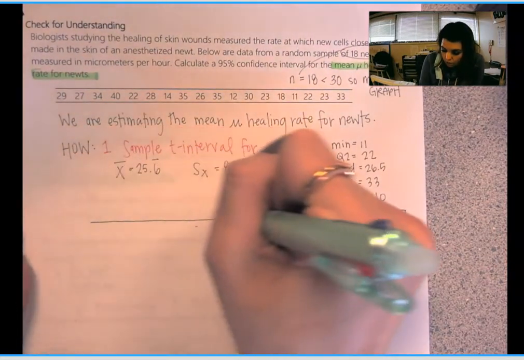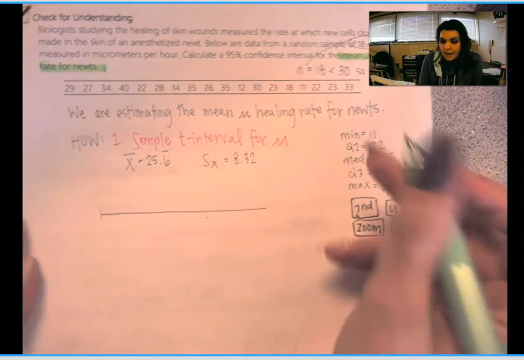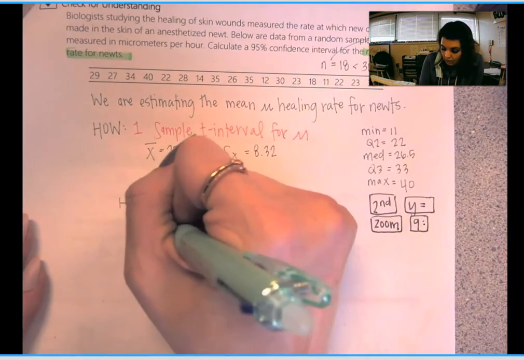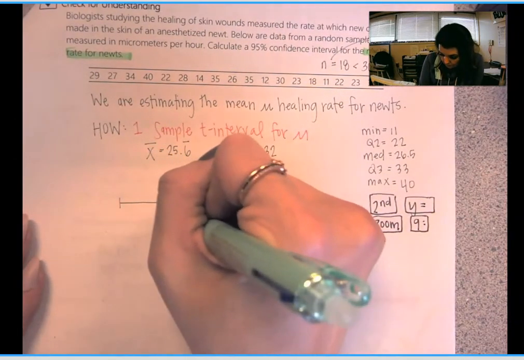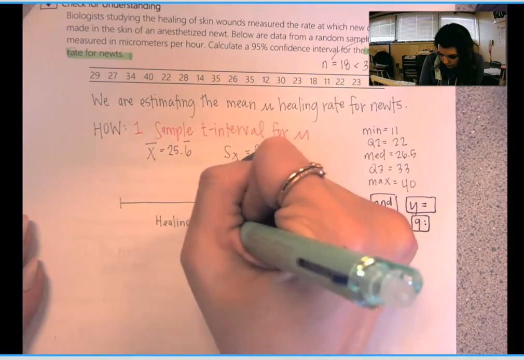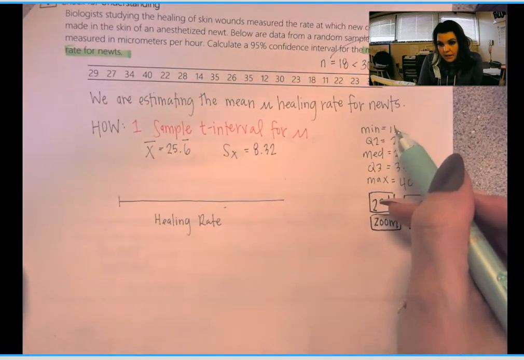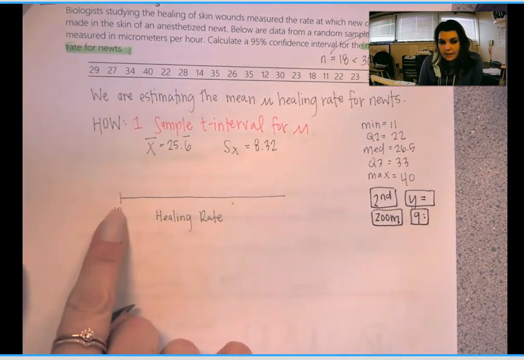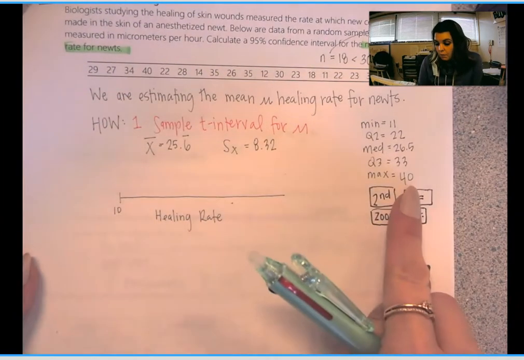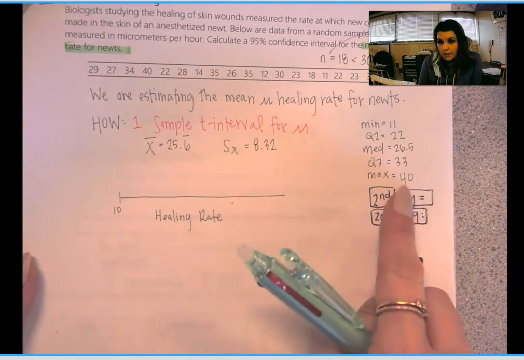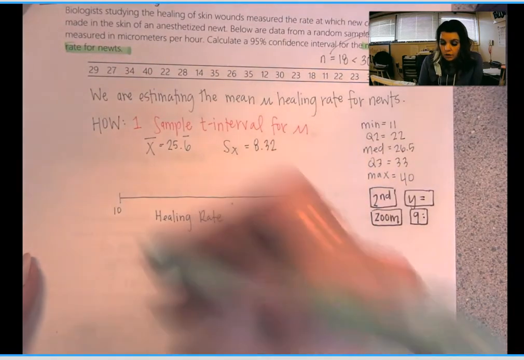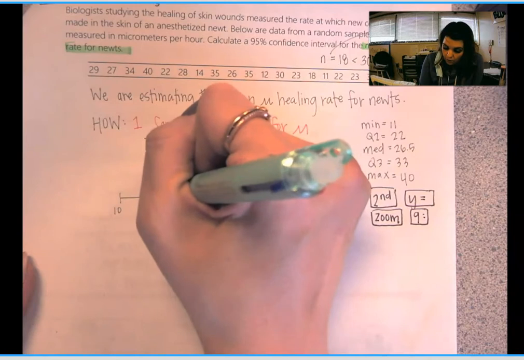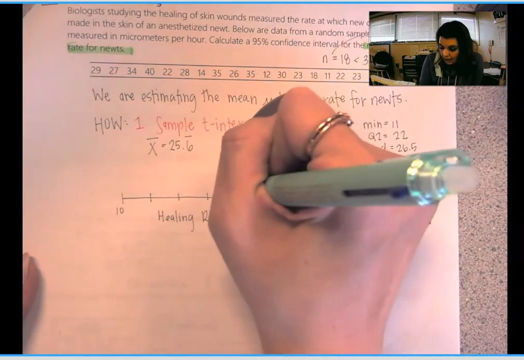So I'm going to draw my x-axis that represents the healing rate. My minimum is 11, so I'm going to start my axes at 10. My max is 40, so that's as high as I need to go. So I'm going to go by 5s until I get to 40.